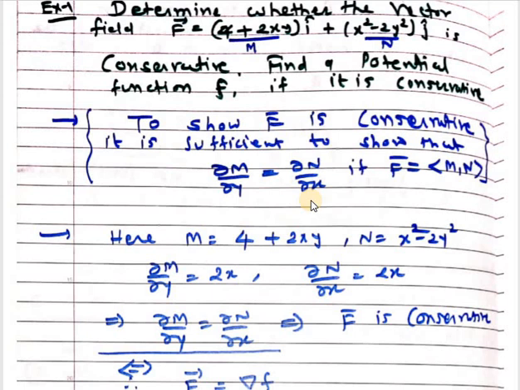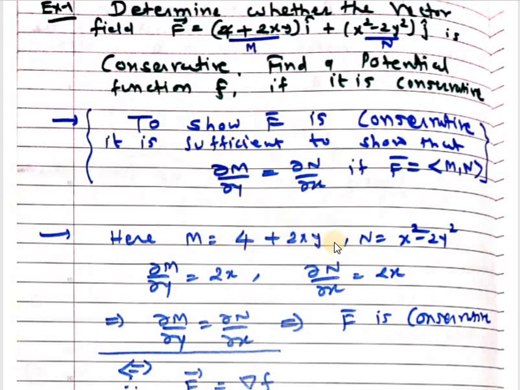So here is the first example. Determine whether the vector field F(r) is conservative. Find a potential function f if it is conservative. As we have discussed in the previous video, to show F(r) is conservative, it is sufficient to show that for the vector field F(r) = M i + N j, del M by del y is equal to del N by del x.